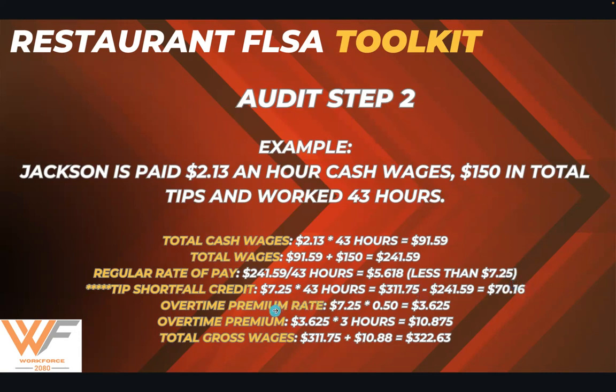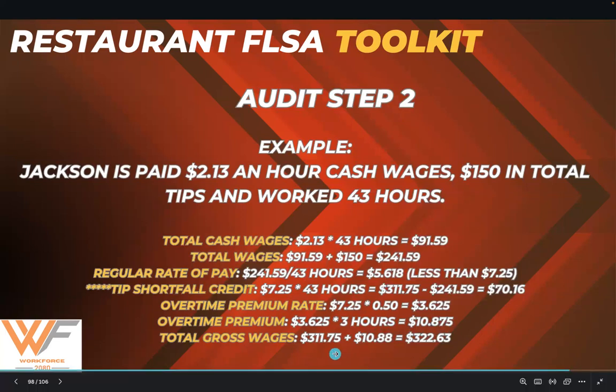Now, the overtime premium rate, remember, it's looking at minimum wage. So since I'm going off of federal, that's $7.25 an hour times a half. So that's $3.625. Now, the overtime premium is where we take that amount we just found times the number of overtime hours to give us this amount over here.